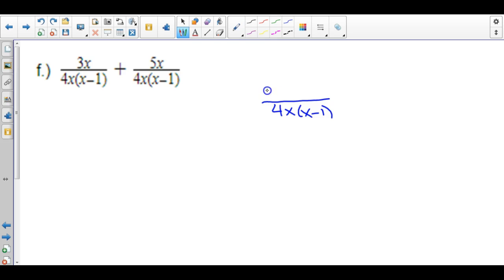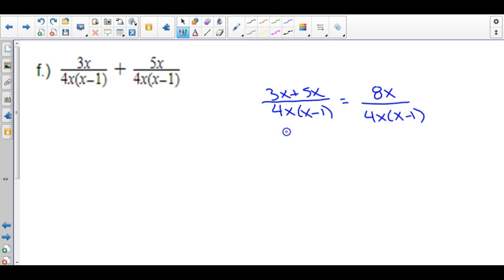But that doesn't change the fact that, on the numerator, I'm really just going to combine my like terms here. And we're going to end up with 8x on the top. And then my denominator is 4x times x minus 1.